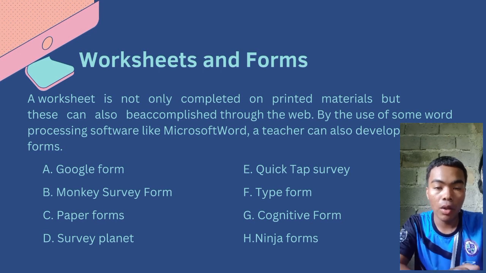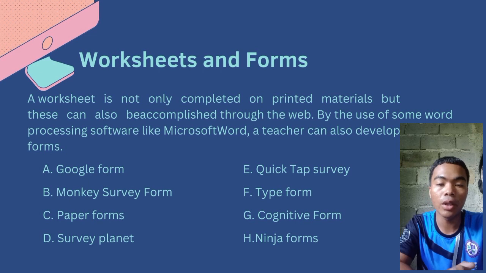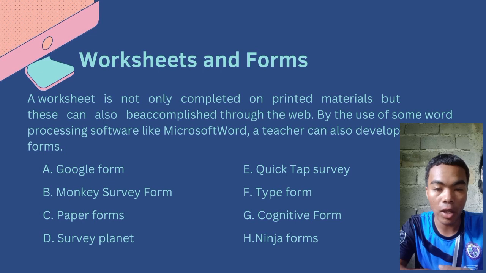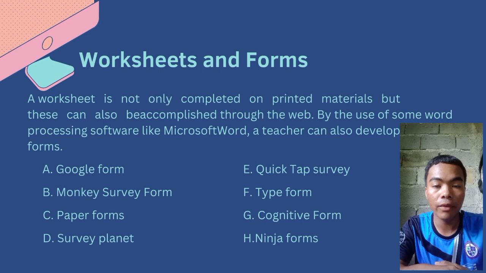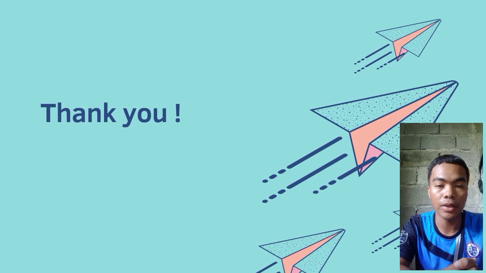Now we have here worksheets and forms. A worksheet is not only completed on printed materials, but this can also be accomplished through the web. By the use of some word processing software like Microsoft Word, a teacher can also develop electronic forms such as the following: Google Forms, the Quick Tap Survey, Survey Monkey, the Typeform, the Paper Forms, the Cognito Form, and Survey Planet, and lastly, Ninja Forms.